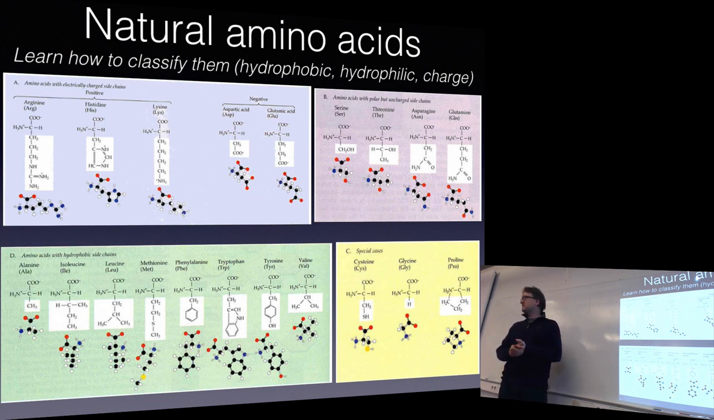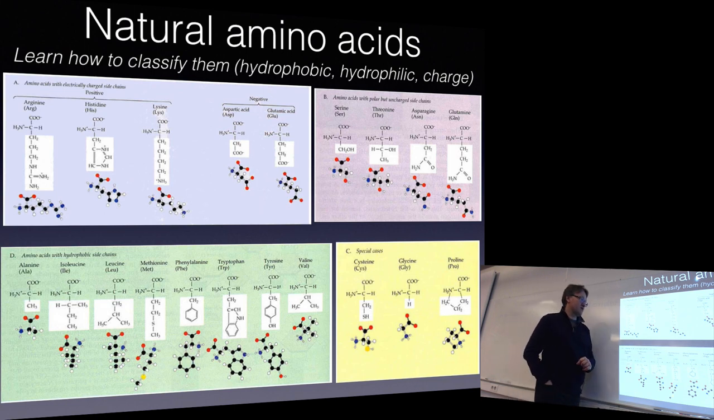You can classify them based on whether they are small or large. That will depend on how much volume you have in a binding site. You can classify them based on whether they're hydrophobic or hydrophilic. You can classify them based on whether they are charged or polar. You can classify them based on whether they are chiral or not. It actually turns out one amino acid is not chiral.